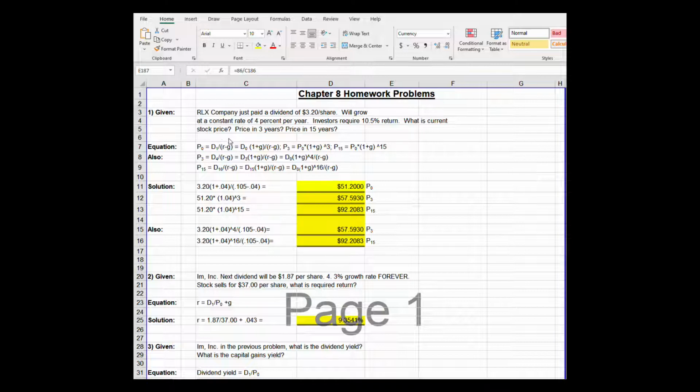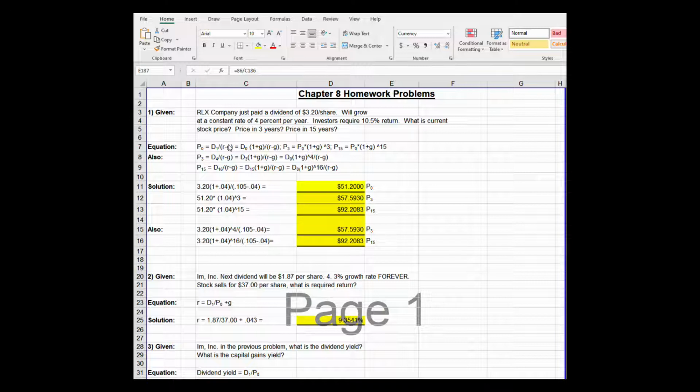Our constant dividend growth formula is P sub T equals D sub T plus 1 over R minus G. Therefore, plugging in 0 for T, I get D1 over R minus G. D1 is equal to D0 times 1 plus G, one year out at that constant growth rate, divided by R minus G. And then P3 is P0 times 1 plus G to the third, and P15 is simply that same price today, P0 times 1 plus G to the 15th.